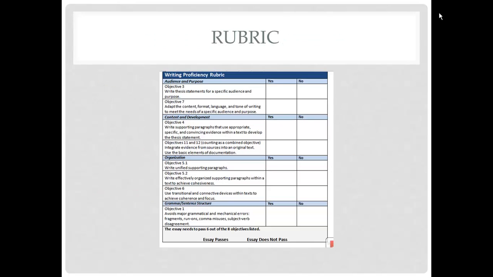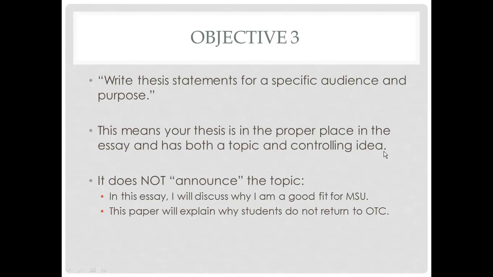Okay, so here's the rubric. It looks something like this. You'll see it on Blackboard as well, so you can see a bigger version of it. Here's each objective over here, and they have a little description of it. And then over here, there's just yes and no. So you have to get at least 6 objectives into the yes category for your essay to be considered passing. If you only get 5 or fewer yeses, then the essay does not pass. And again, that'll be on Blackboard in just a little bit, so you can see that as well.